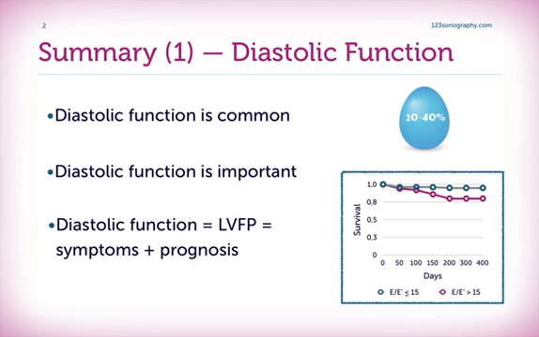To summarize the information provided in this chapter, diastolic dysfunction is common. The incidence has been reported to be as high as 20 to 40% or even higher. Diastolic function is important. Diastolic function largely reflects left ventricular filling pressure and thereby correlates well with symptoms and with the prognosis of patients.